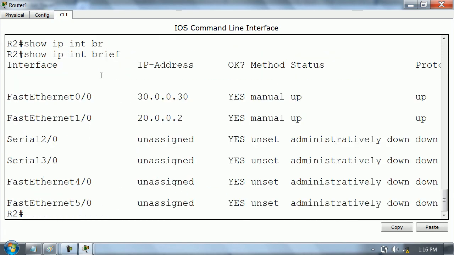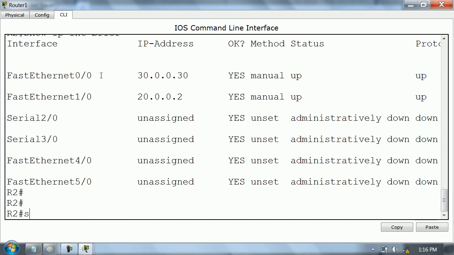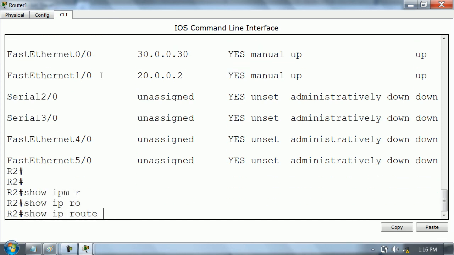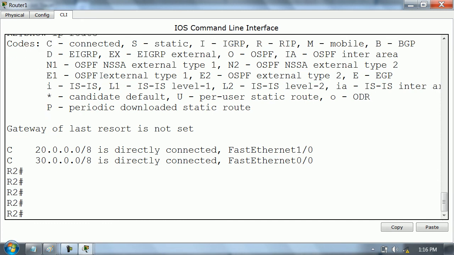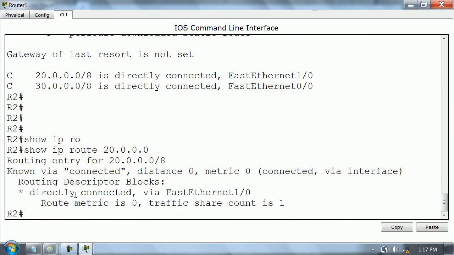Any problem? Command to check routing table. What are the two networks? Connected. C means 20.0.0. Directly connected by which interface? Now I want to check metric. Metric is distance. AD is also. Any problem? Distance is also. Metric is also 0.